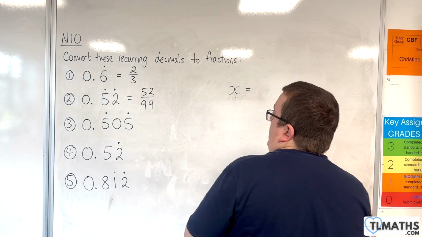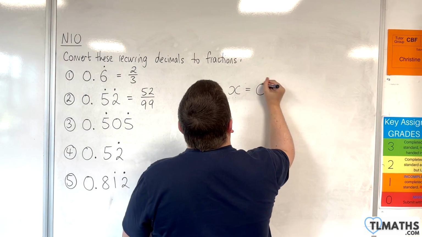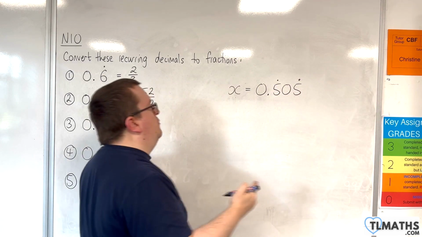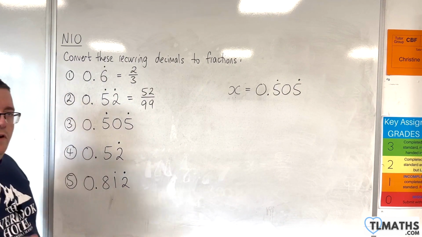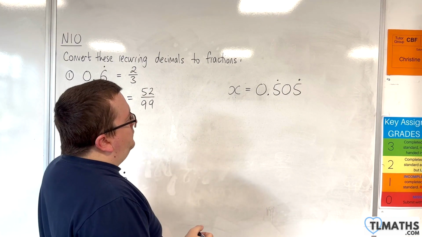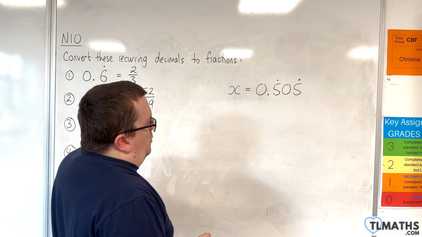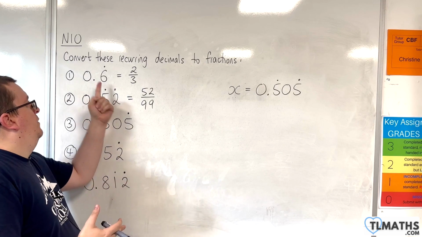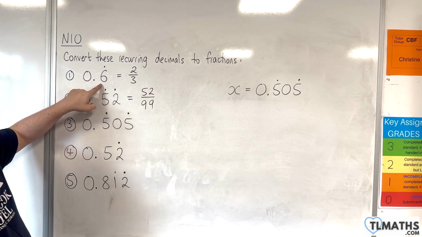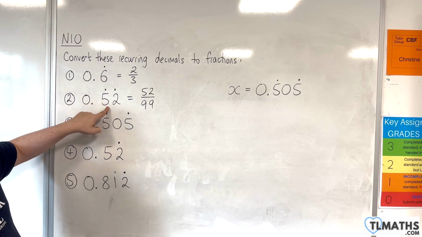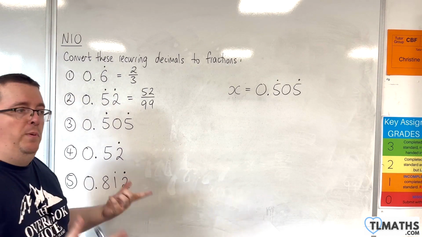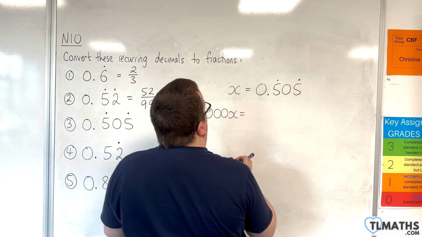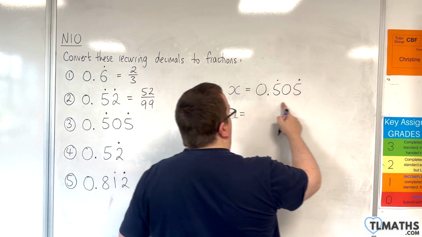So number 3, we have 0.505 recurring. So this goes 505, 505, 505, 505 over and over and over again. So probably your best guess, based on what we've done with the first two, where I multiplied that one through by 10 and that one through by 100, would be to multiply through by 1,000 here. So that's going to move the decimal point 3 places to the right.